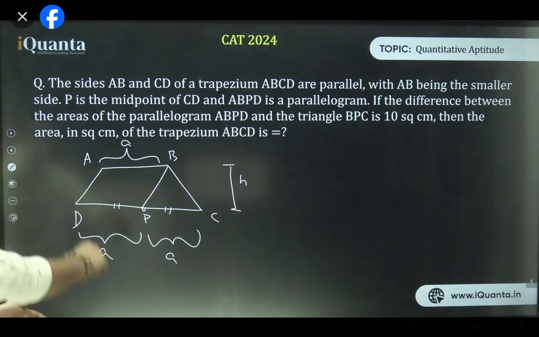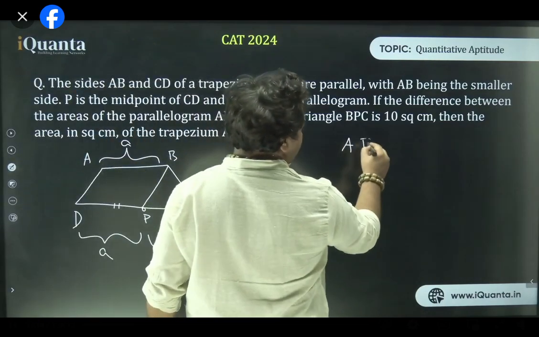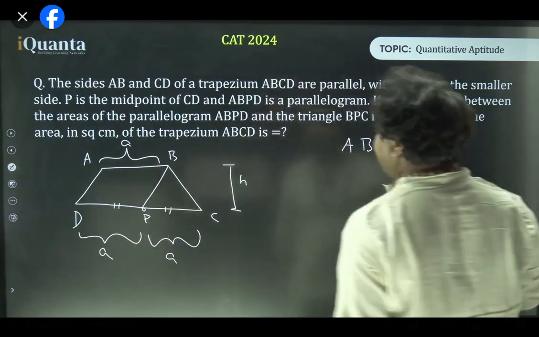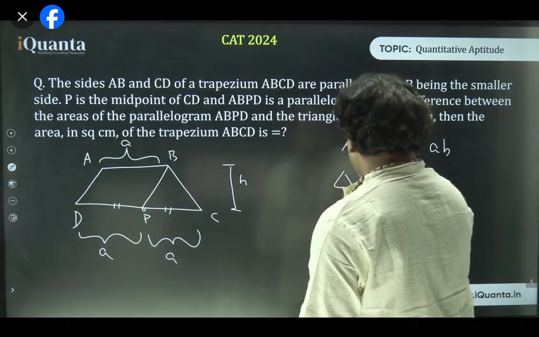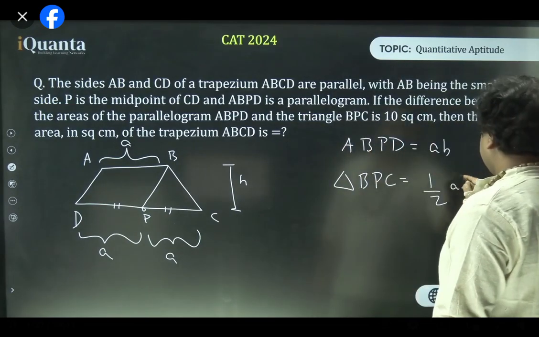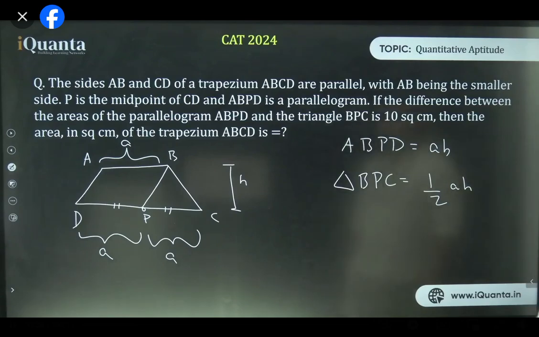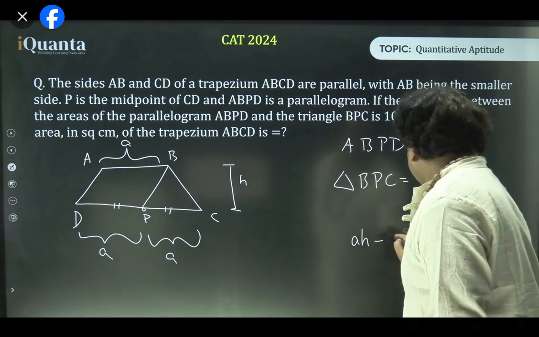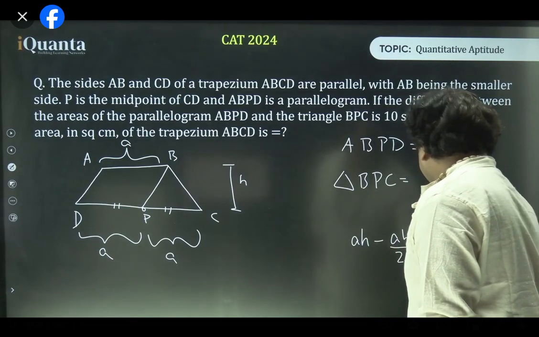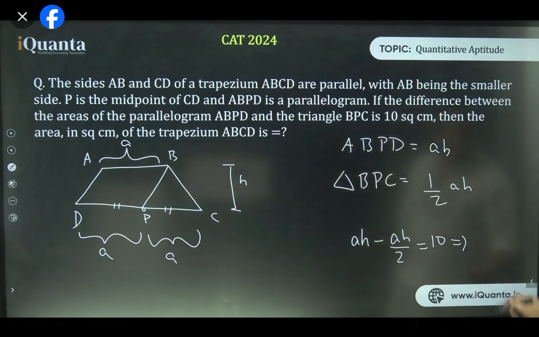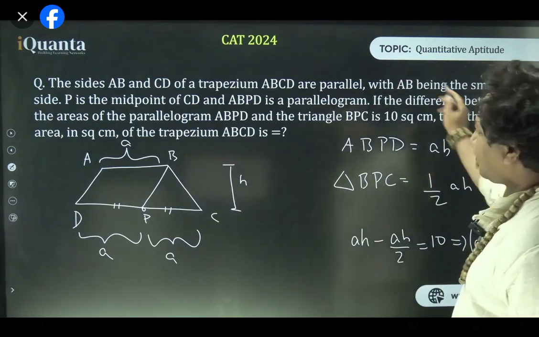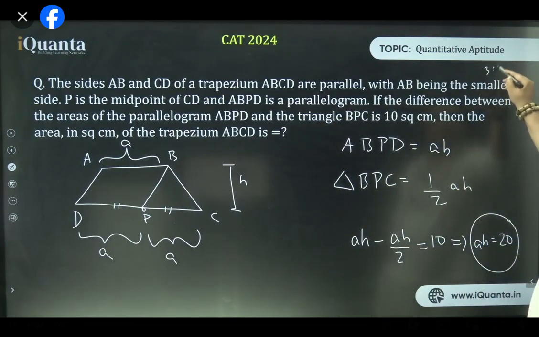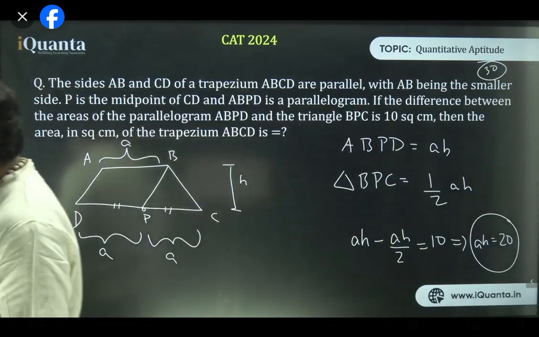So the area of this ABPD will be base into height, that is a h. And the area of this triangle BPC will be half into base into height. It's also given that the difference between these two, ah minus ah by 2, is 10, which means ah is equal to 20. We got the answer. Overall, ah is basically ABPD, right? The overall trapezium is ah plus half ah. The answer is 30. Very good. Those who solved it, perfect.